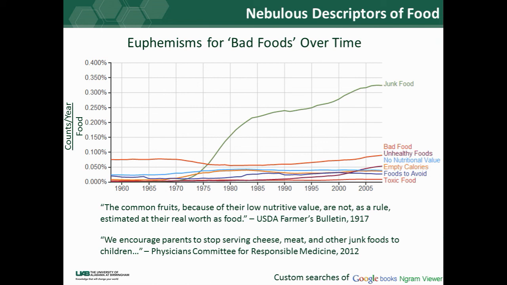Fast forward to 2012, and we get phrases like, we encourage parents to stop serving cheese, meat, and other junk foods to children. This was a comment made by the Physicians Committee for Responsible Medicine, and at least in my circle of individuals, when I share that sentence with them, they're taken aback because they had never considered cheese and meat to be a junk food. So if we're just telling people to avoid junk food, what is it we even mean? Again, in the research realm, if we're just classifying what people eat as junk food or not junk food, how do we actually look at associations with health?